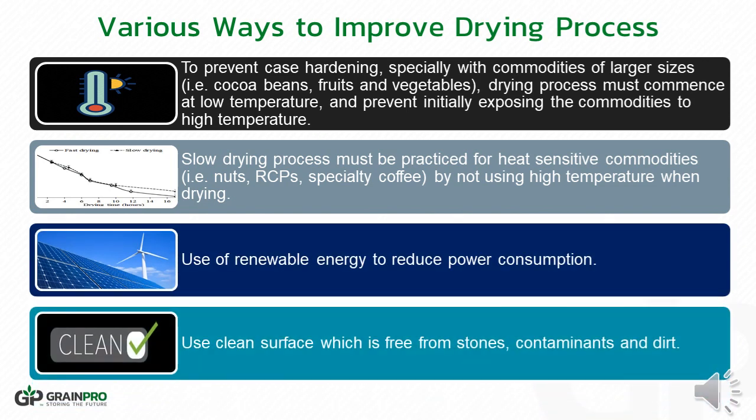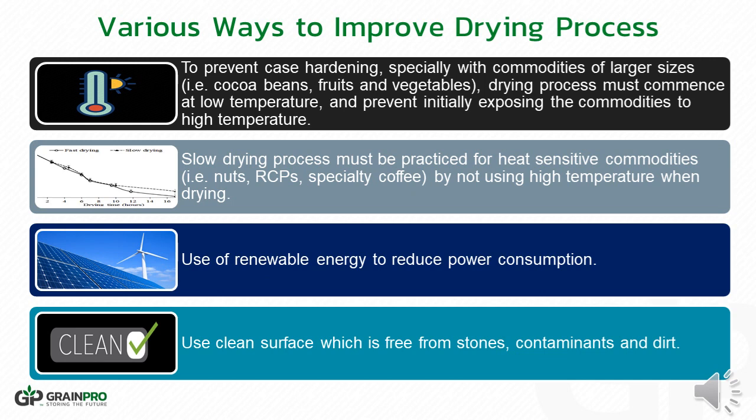During initial drying, exposing the commodity to high temperature must be prevented to avoid case hardening. Drying should start at low temperature, morning rather than noontime. This will allow surface water to dissipate while giving time for the moisture inside the commodity to diffuse towards the surface. It is also helpful to identify commodities that require low temperature and slow drying.